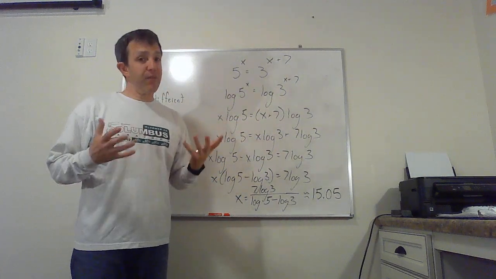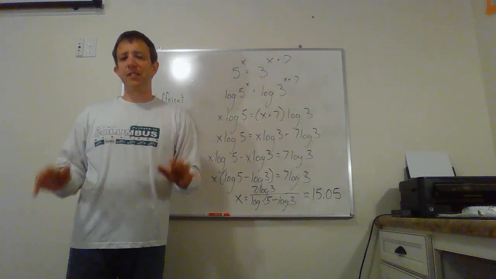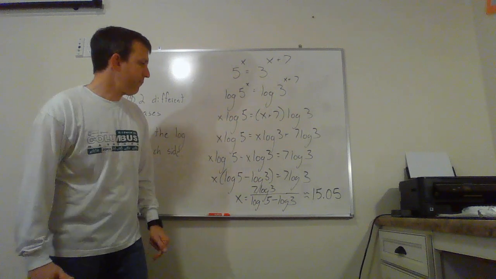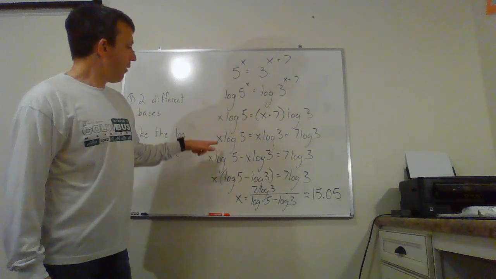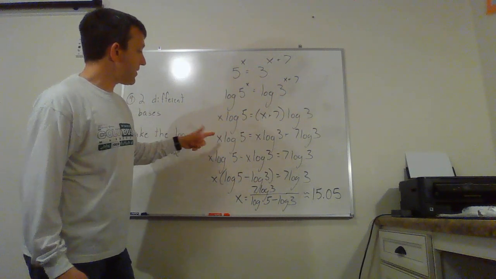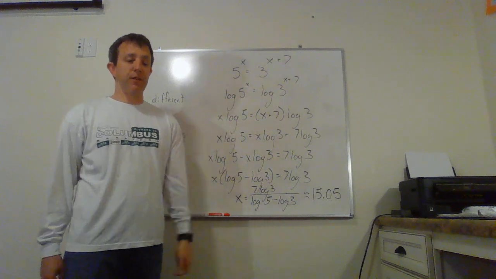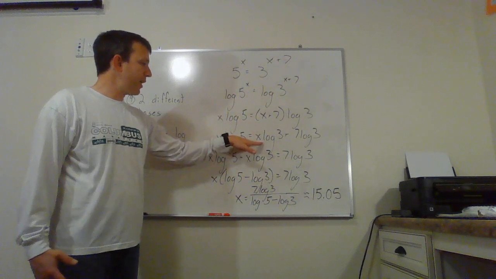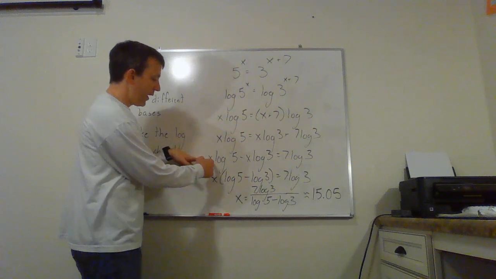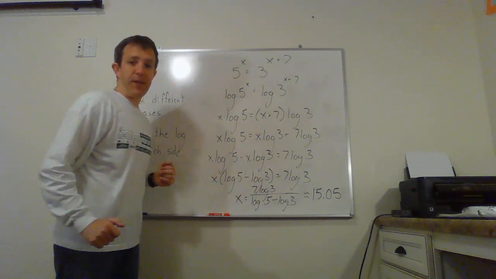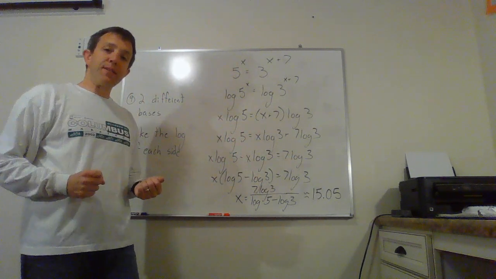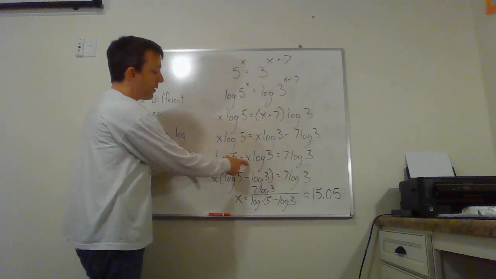I like to keep it around until I get to the end because I don't like carrying those weird, crazy decimals. So now I need to get x. I have it in 2 places, and it's attached to these ugly-looking logs. So what are we going to do? Well, I subtracted the x log 3 over to the other side so that my x's were on the same side. Once I get the x's on the same side, I can factor them out.